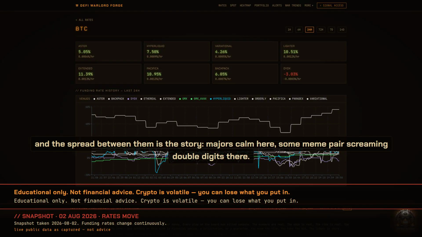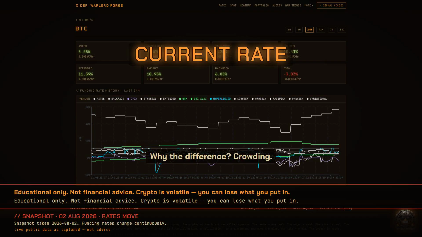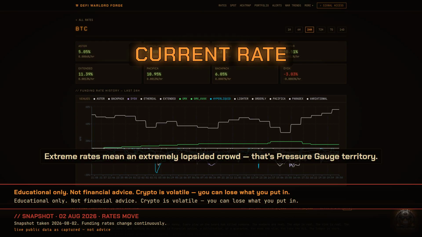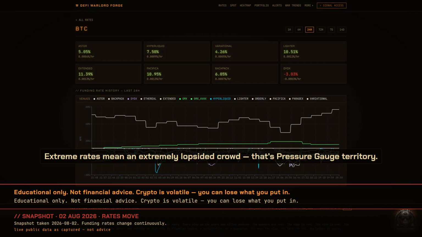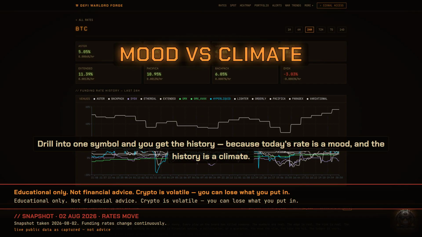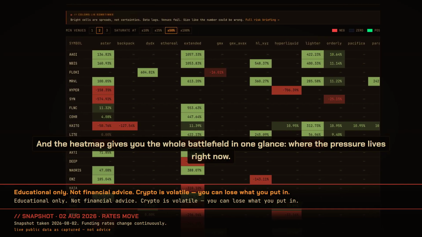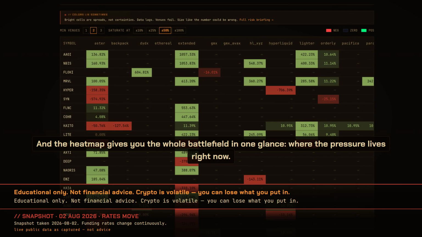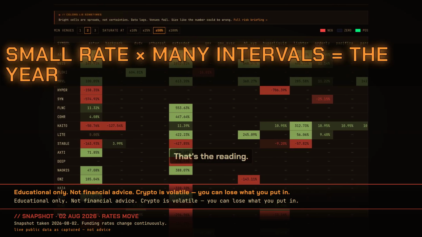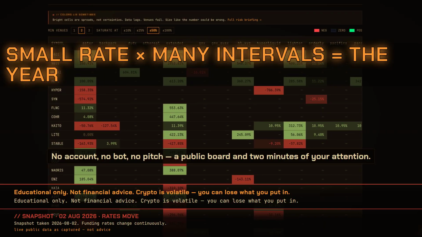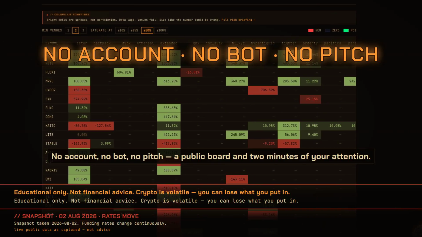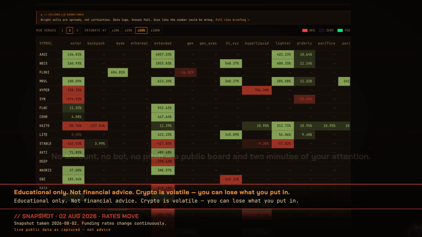Majors calm here, some meme pair screaming double digits there. Why the difference? Crowding. Extreme rates mean an extremely lopsided crowd. That's pressure gauge territory. Drill into one symbol and you get the history, because today's rate is a mood and the history is a climate. And the heat map gives you the whole battlefield in one glance, where the pressure lives right now. That's the reading. No account, no bot, no pitch, a public board, and 2 minutes of your attention.